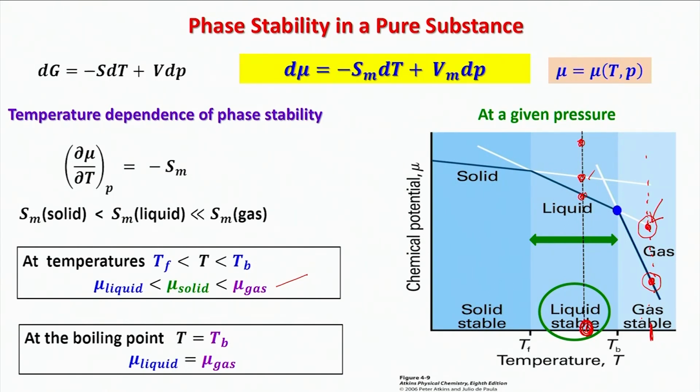So, to summarize, we will look at this picture and tell you the following. We are looking at the phase stability of a pure substance. Why pure substance? We wanted to keep the description as simple as possible. Therefore, we have considered the pure substance. And in this pure substance, all we have done is we have looked at the variation of mu as a function of temperature for a given pressure.